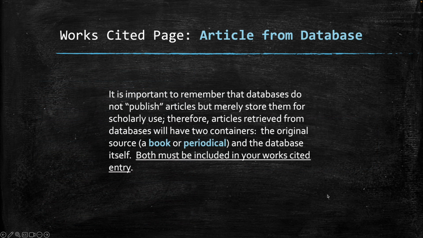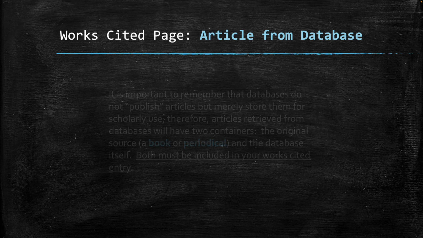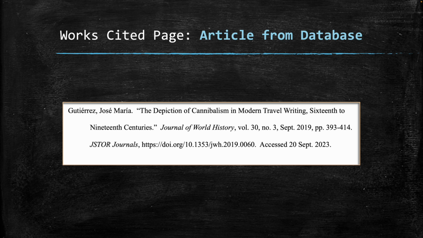So let's look at an example. It's important to remember that databases do not publish the articles. They just store them for scholarly use. Therefore, articles retrieved from databases will have two containers: the original source, the book or periodical, and the database itself. And again, I can't emphasize this enough. Both must be included in your works cited entry. So here's an example of an article retrieved from a database.